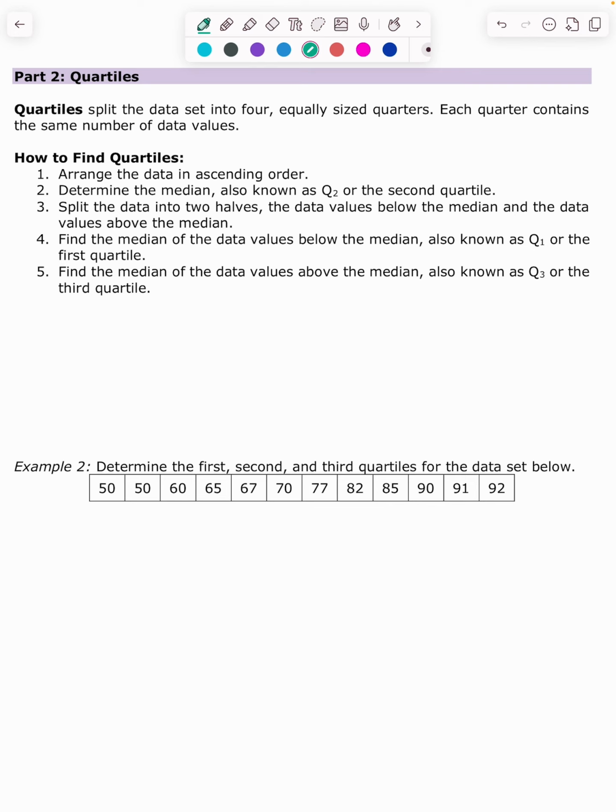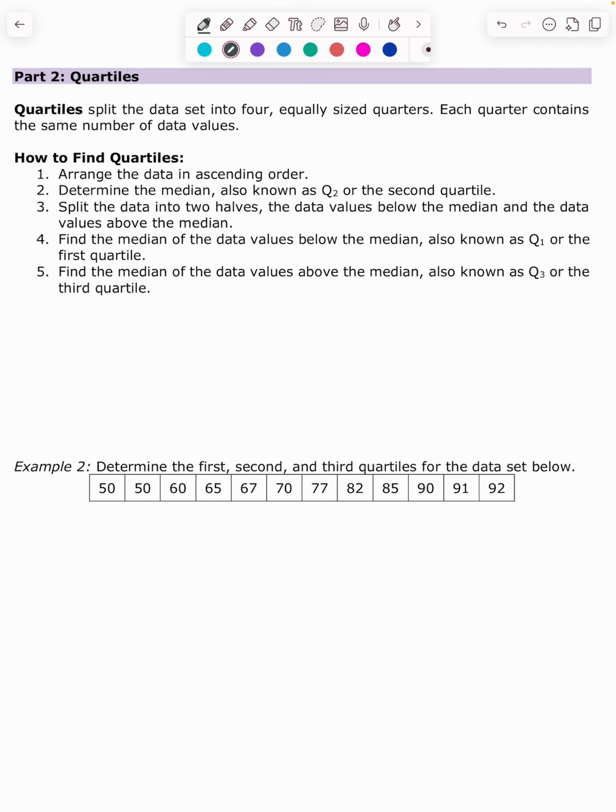Then we're going to take our data that's been split into 2 halves, and we're going to have the data values that are below the median and the data values that are above the median. We're going to look at the data values below the median, and find the median of that half. That median is known as Q1 or the first quartile. Then looking at the data values above the original median, we find the median of that half, and that median is known as Q3 or the third quartile.